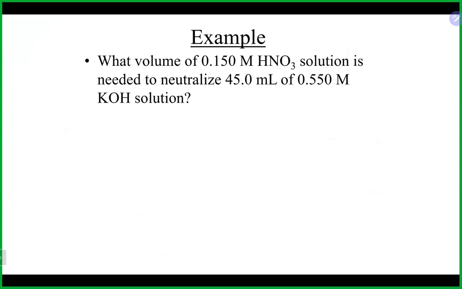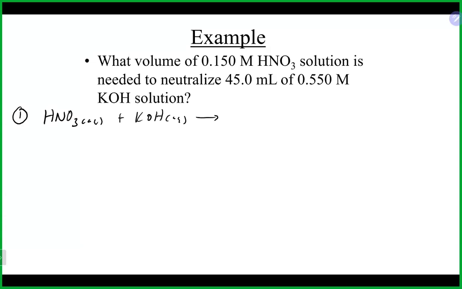All right, so let's take a look at one here. What volume of 0.1 molar nitric acid is needed to neutralize 45 milliliters of 0.55 molar KOH? If you come across a question like this, it's kind of like a titration question. We have acids and bases. It really is still solution stoichiometry. So we're going to start with our normal step in stoichiometry, which is that we need an equation. We have nitric acid, which is a strong acid, reacting with potassium hydroxide, which is a strong base.